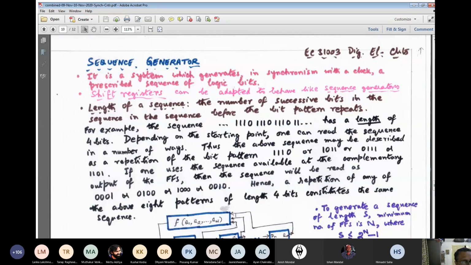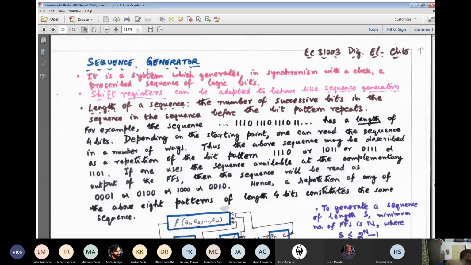A sequence generator is nothing but a synchronous sequential circuit which generates, in synchronism with a clock, a prescribed sequence of bits. Shift registers can be adapted to behave like sequence generators. What is the length of the sequence? It is a random sequence, you can say, or pseudo-random sequence, not absolutely random. Pseudo-random is a sequence which has a finite length.